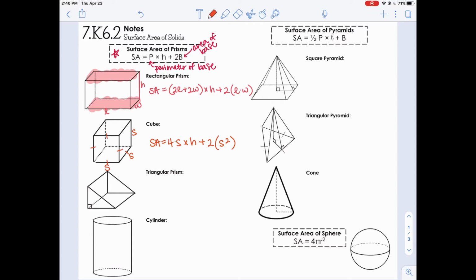This only works if all of the sides are the same size. Okie doke. Next, let's look at a triangular prism. It can be right triangular or not. This will work for surface area.